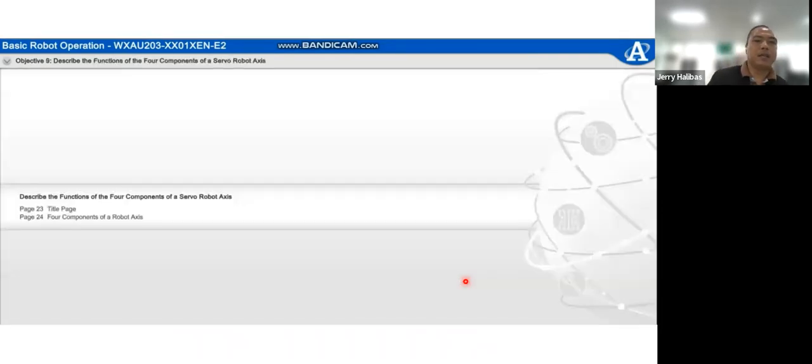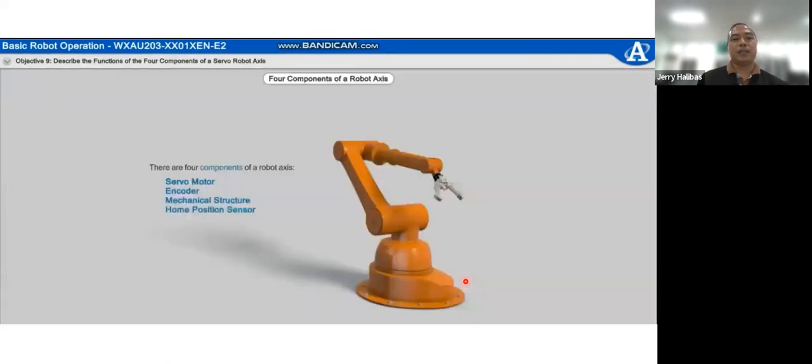Okay, so let's proceed. Describe the functions of 4 components of a servo robot axis. Okay, so there are 4 components of a robot axis. Mainly the servo motor. So dili nimo makita physically ang servo motor kay naka-enclosed din siya. Okay? The encoder, so katong ano, ang position ng electronic na system that will return the position signal, the position of the TCP or the end effector position na niya. Dayon, the mechanical structure, okay? And the home position sensor.